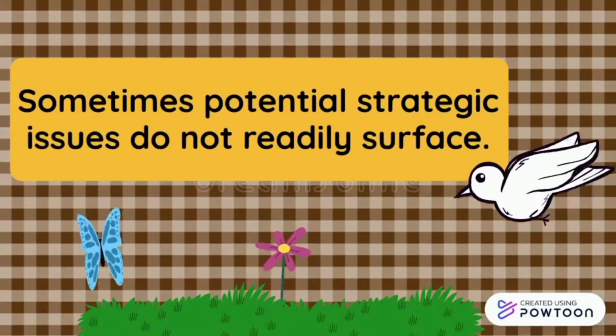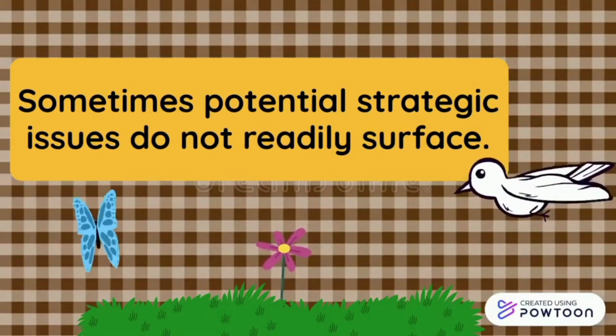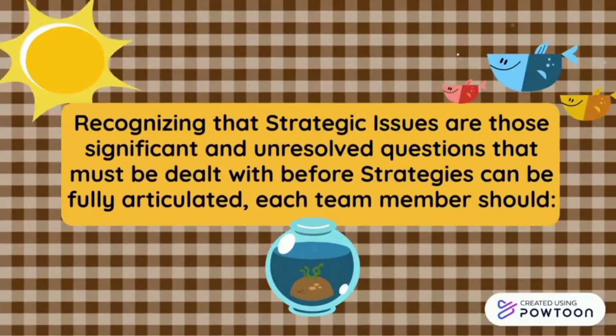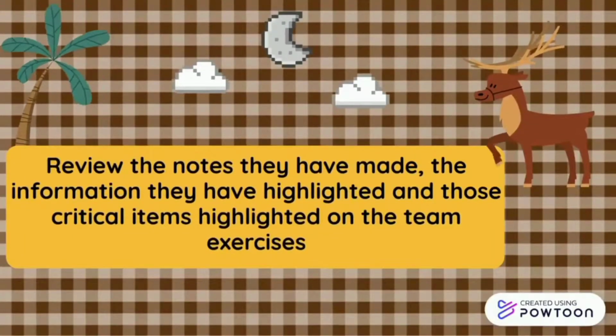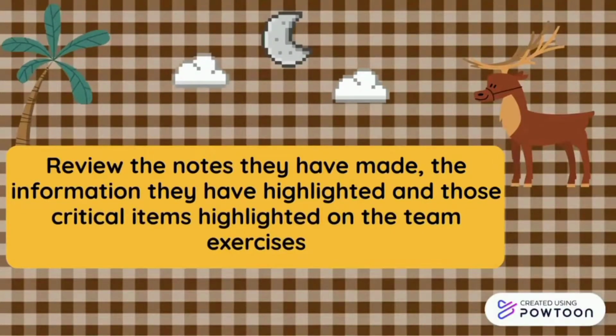Sometimes potential strategic issues do not readily surface. Subsequent to the information review, each team member should be allowed time to formulate what they perceive to be the key issues. Recognizing that strategic issues are those significant and unresolved questions that must be dealt with before strategies can be fully articulated, each team member should review the notes they have made, the information they have highlighted, and those critical items highlighted on the team exercises.